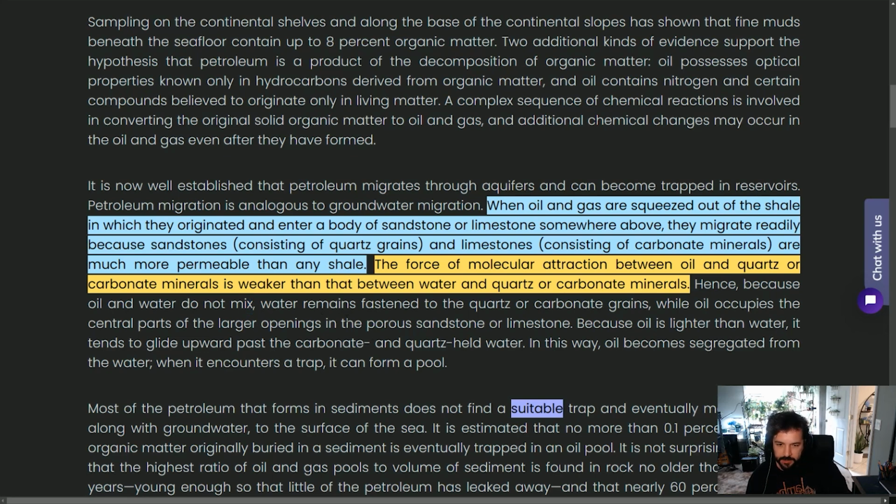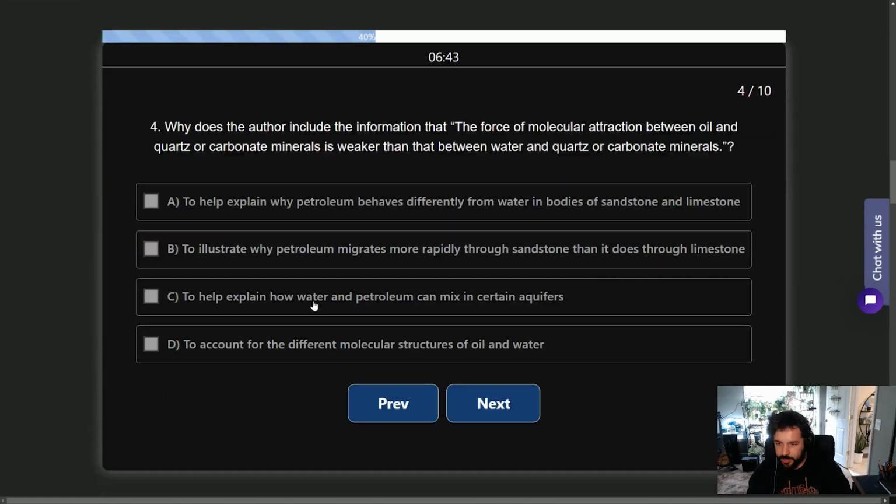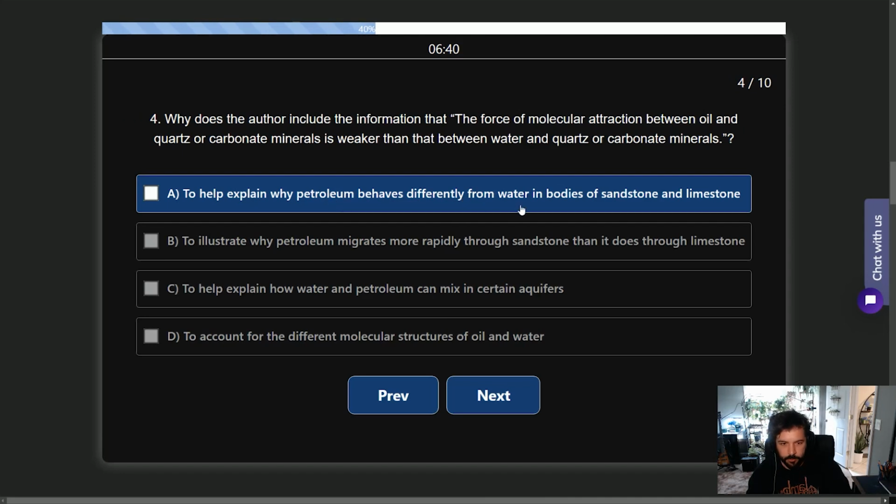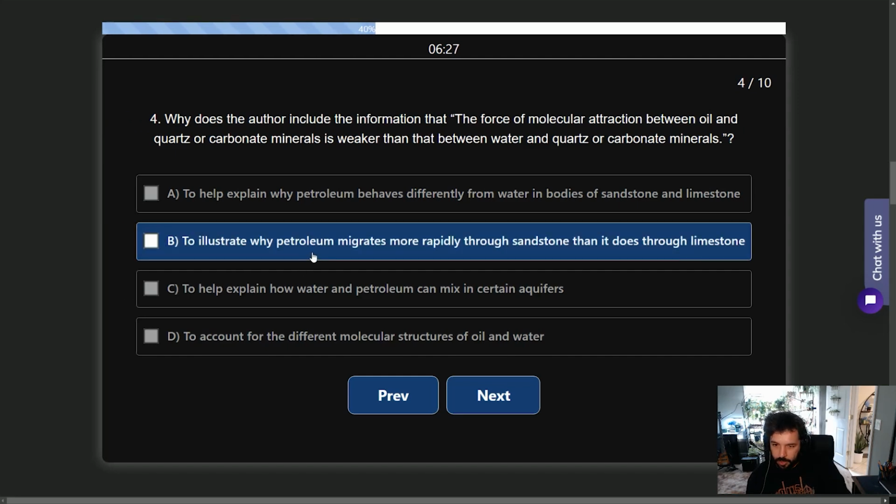So water remains fastened to the quartz or carbonate grains. Let's just call them the rocks. So water remains stuck to the rocks, while oil occupies the central parts of the larger openings in the porous sandstone or limestone. So because the force of attraction was strong, water gets stuck. And because the force of attraction was weak, oil moves around, let's say. To help explain why petroleum behaves differently from water in bodies of sandstone and limestone. To help explain why oil behaves differently from water in bodies of sandstone and limestone. Good one. To illustrate why petroleum migrates more quickly through sandstone than it does through limestone.